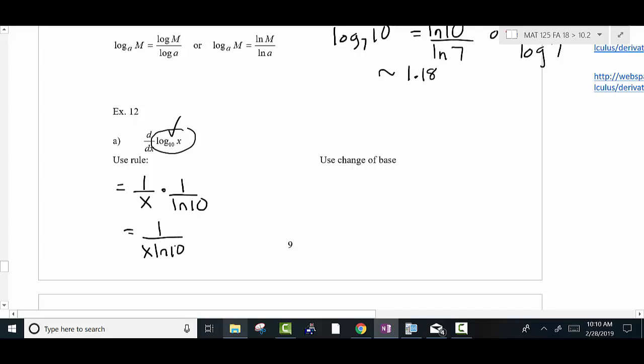So the final answer will be the same as... No, because ln 10 is going to be some decimal value. So it's not the same as the derivative of ln x.